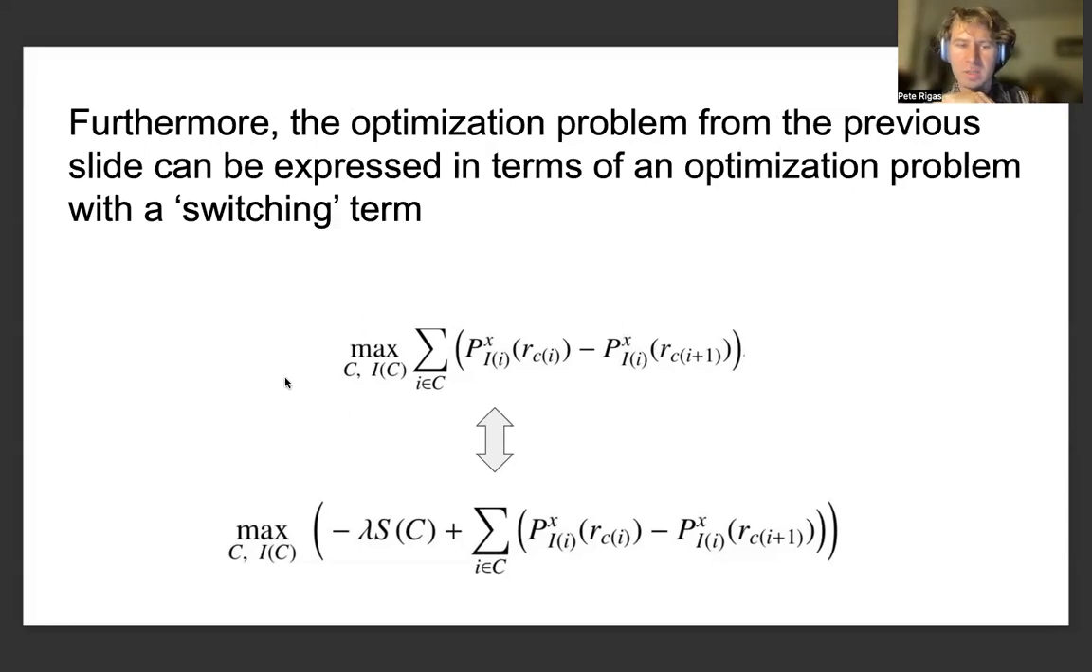In particular, from the optimization problem that we gave in the previous slide, which was given by a maximum over paths, which can also be expressed in terms of contours C in the plane in the contact pattern I of C. This can also be expressed in terms of a maximum over C and I of C of some penalization term associated with the path that the robot takes, as well as a summation over all of the points belonging in the contour of the difference of the transition rate given this contact pattern I of R of C of i minus P of X of I of R of C of i plus 1.